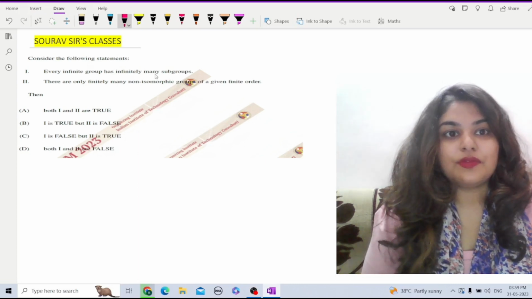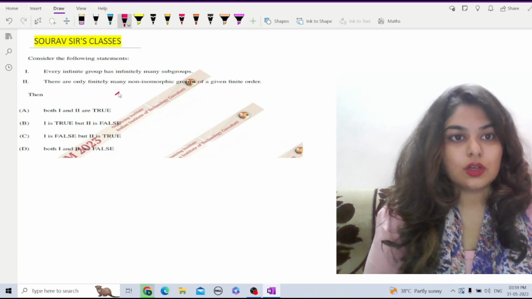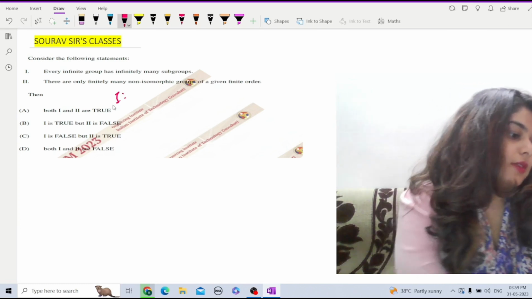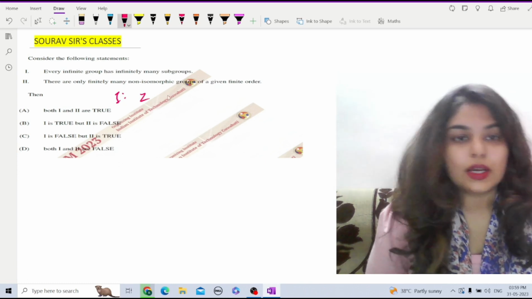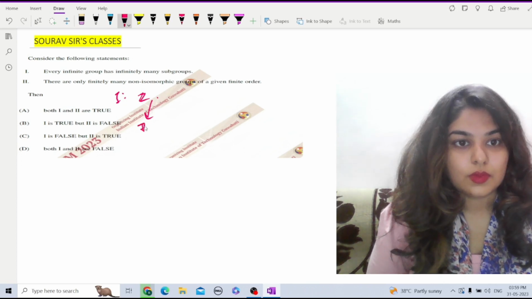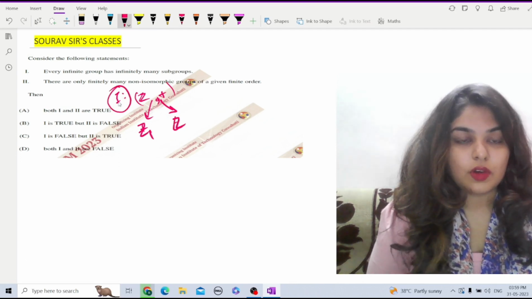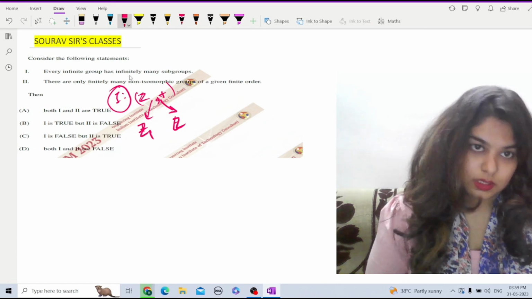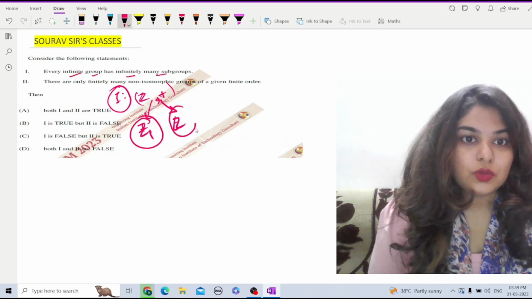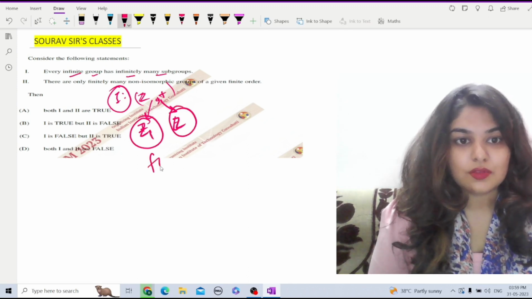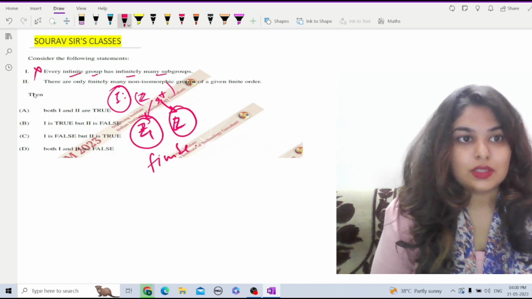Every infinite group has infinitely many subgroups, right? So let us talk about the first statement. According to the first statement, suppose this is the group that we are representing, Z. So there is one subgroup, say Z1, and so on, but for that also we will have Z. So of course you can see that according to statement 1, which says an infinite group has infinitely many subgroups, we can see that only 2 subgroups here we can form, so that means it is finite. So I can say that the first statement is wrong.